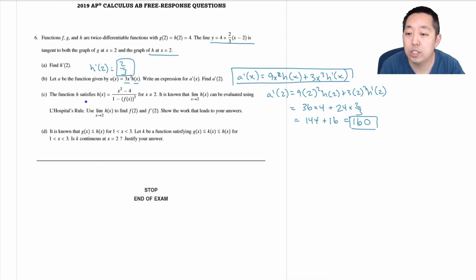Let the function h be given such that it is known that the limit of h of x can be evaluated using L'Hopital's rule. Use the limit as x approaches 2 of h of x to find f of 2 and f prime of 2, and show your work that leads to your answers.